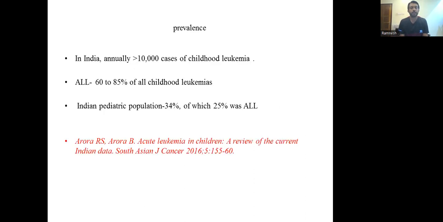Prevalence: in India, annually, more than 10,000 cases of childhood leukemia are reported, out of which acute lymphoblastic leukemia accounts for about 60 to 85% of childhood leukemias.